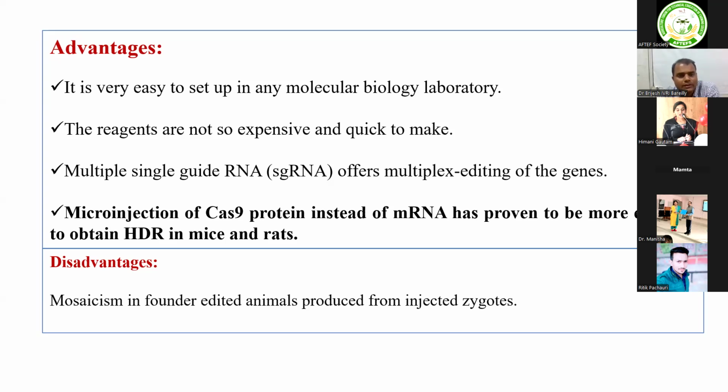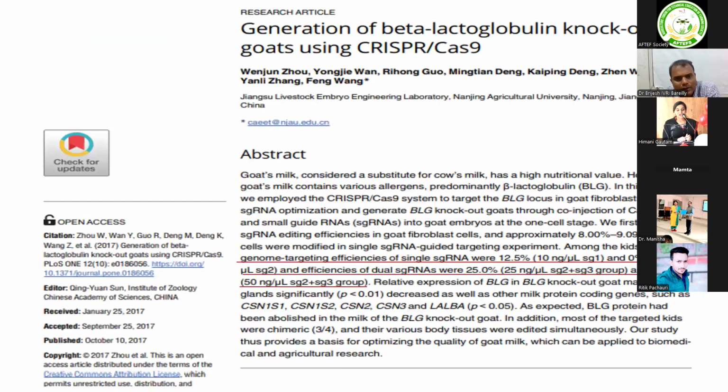Reagents are not so expensive, and quickly multiple single guide RNAs offer multiplex editing. Microinjection of Cas9 protein inserted into the mRNA has proven to be more efficient to obtain HDR in mice and rats. There is mosaicism in the founder edited animals produced from the injected zygote. So sometimes we may get results, sometimes we do not.